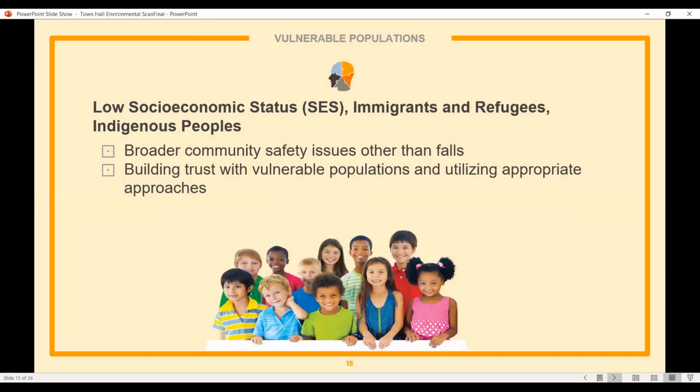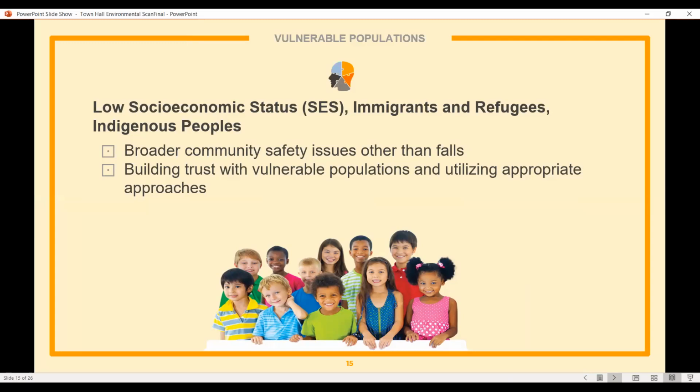Another topic that came up was the topic of vulnerable populations. The participants recognized that it is a different conversation when you talk about vulnerable populations, and there should be other considerations taken into account. So when you talk about childhood fall prevention and childhood falls, in some cases in vulnerable populations, there are broader issues to be addressed, and more so like community safety at large.